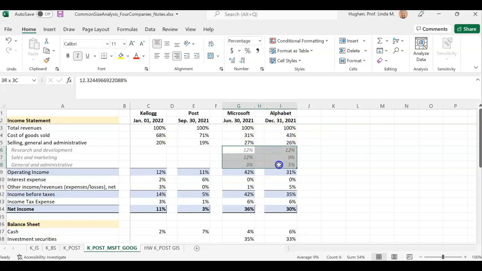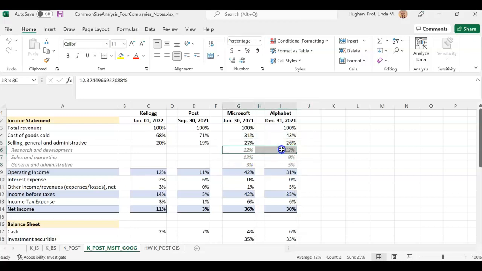Microsoft and Alphabet both report on their income statement research and development expense, sales and marketing expense, and general administrative expenses. Kellogg and Post don't. They only report their selling general administrative expenses. So these numbers here are just the breakdown of this 27%. These numbers are the breakdown of this 26%.